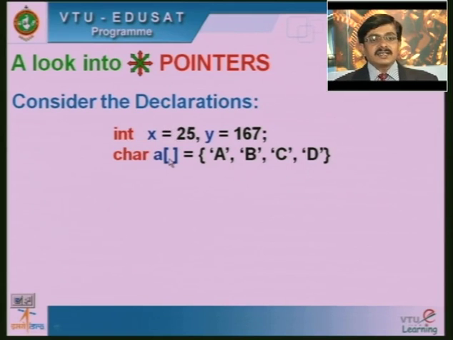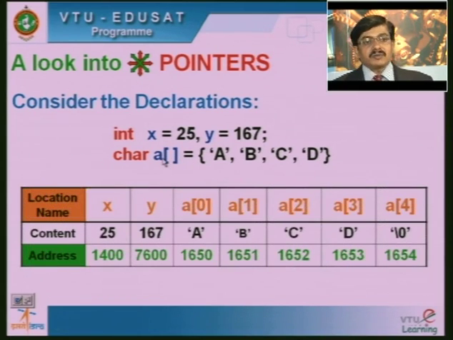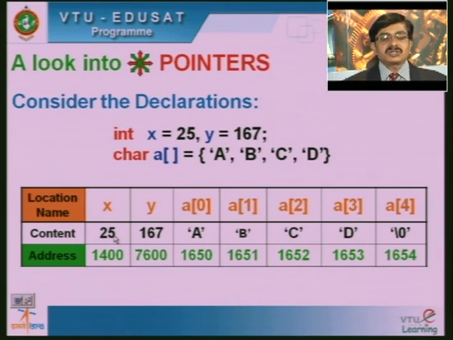So here A is an array of characters. Here I have 4 characters A, B, C, D, and this is an array of size 5, because the one null character also will be stored in memory. So A is an array of 5 character elements. Now if you look into the memory organization, how exactly it is stored, the location names we are giving in the program may be x and y, and similarly A[0], A[1], A[2], A[3], A[4], and this is the content of the memory, that is the value which is stored in the memory.